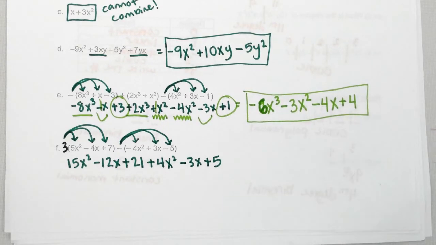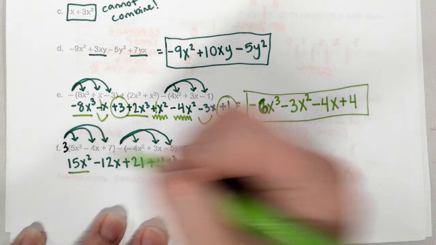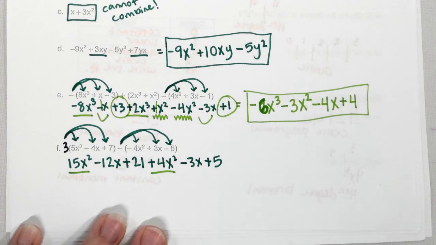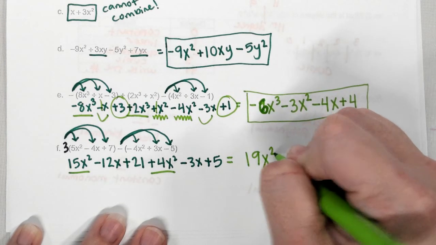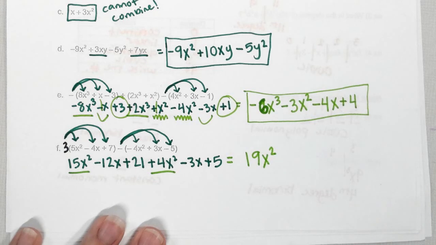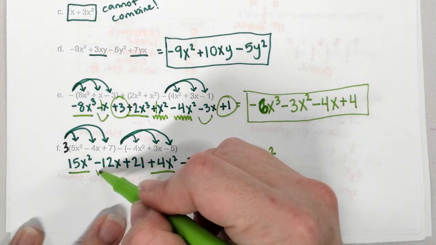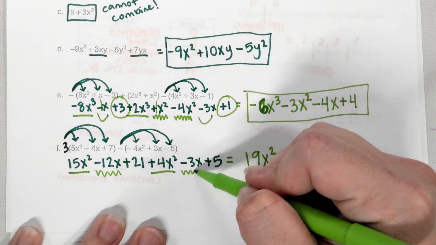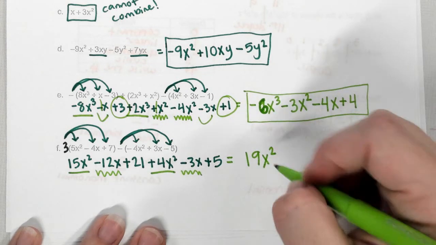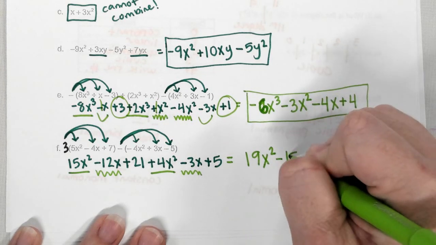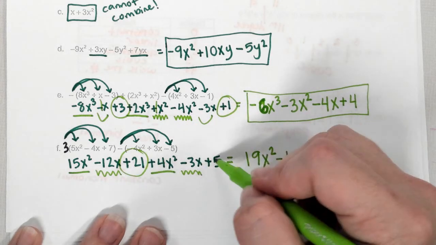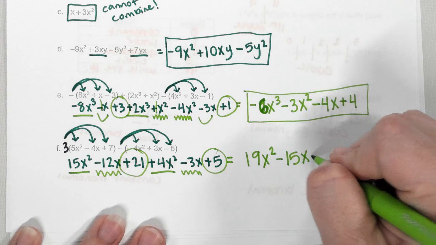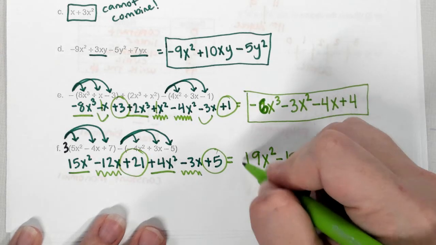So last but not least, what are my like terms? 15x squared plus 4x squared, and what does that give me? I listen this time. Next to that, what's next? And what does that give me? And lastly is my constants, 21 plus 5, which gives me 26.